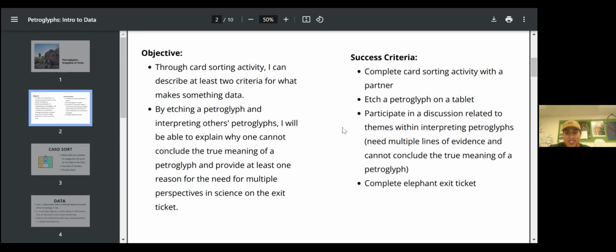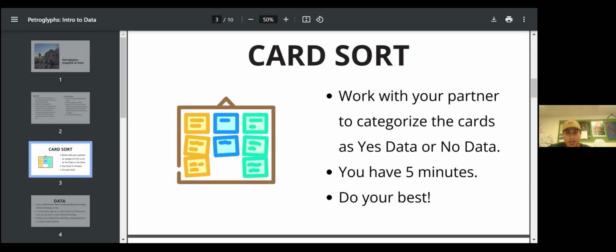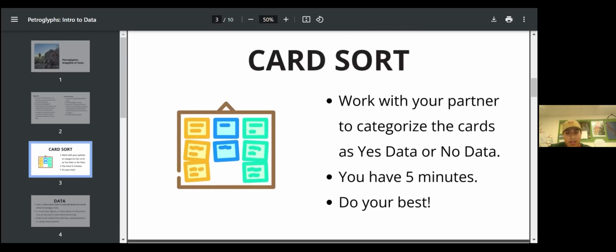And here's the success criteria. My school wants the success criteria, so that's why I included it. It just shows that the students learned it. So what are they doing to show that they learned it? These are the things they have to do. So, the card sort. I'll pull that up right now.